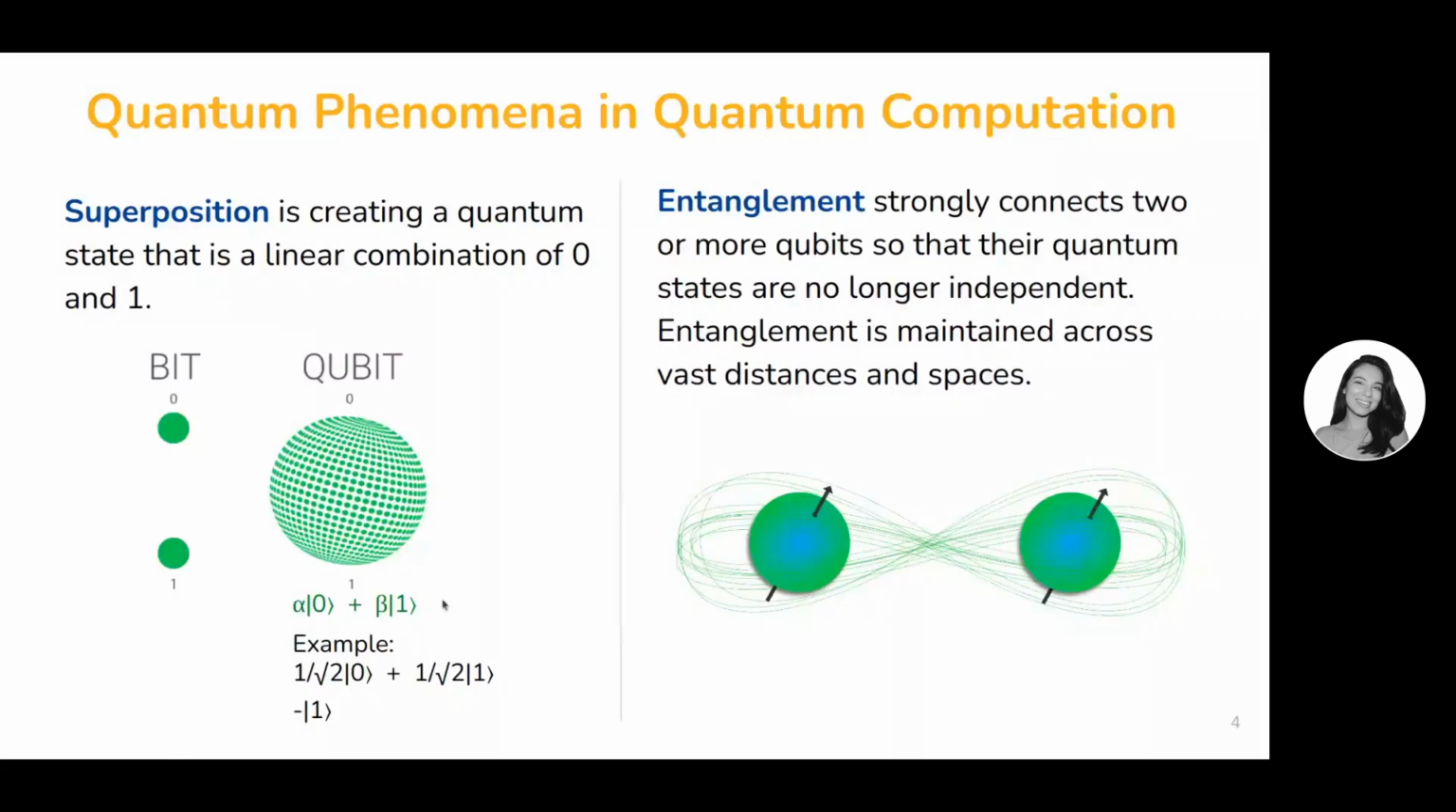Alpha and beta have constraints on their values. They are complex numbers, but still we need constraints to say whether this is actually indicating a quantum state or not. For example, we have the state 1 over square root of 2, 0 plus 1 over square root of 2, 1. This is referred to as the highly superposed state, which is exactly a linear combination of 0 and 1 with the probability of having the states 0 and 1 at 50-50 each. I will explain about the probability in the next slide.